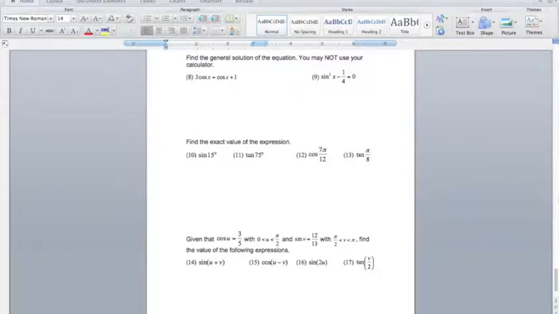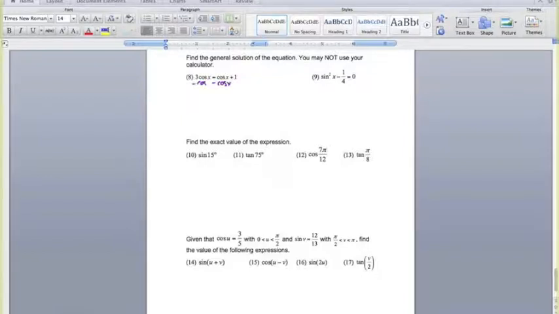So these directions say find the general solution. This means at the end of it, we're going to tack on a plus 2 pi n. That just means you can go around in circles. So for number 8, our first step is get the trig functions together and then get them alone.